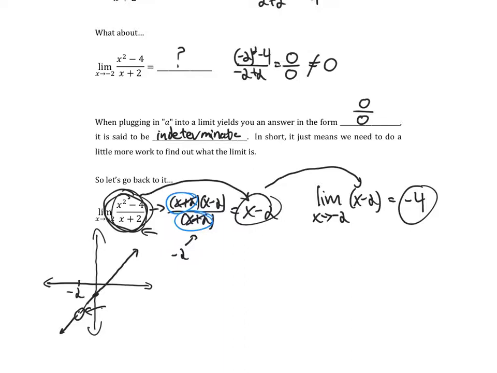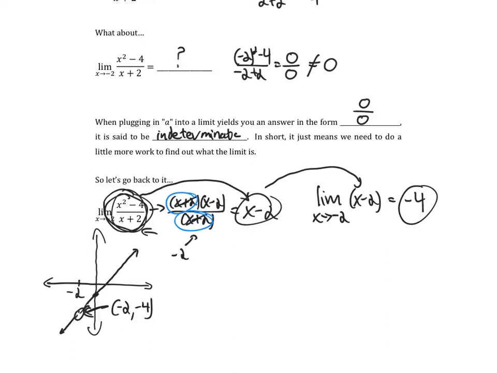That's where that open circle right here would be. That open circle would be negative 2, negative 4. Okay? So when you have something in indeterminate form, if you plug in a value and you get 0 over 0, that means you need to factor or simplify the function first, and then try replugging the value back in.